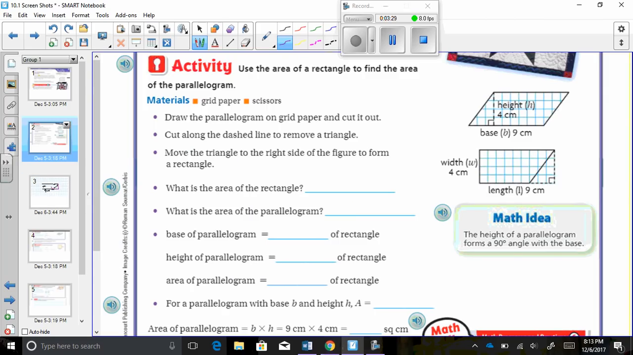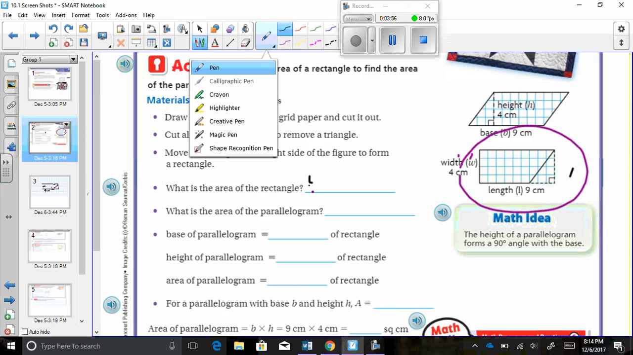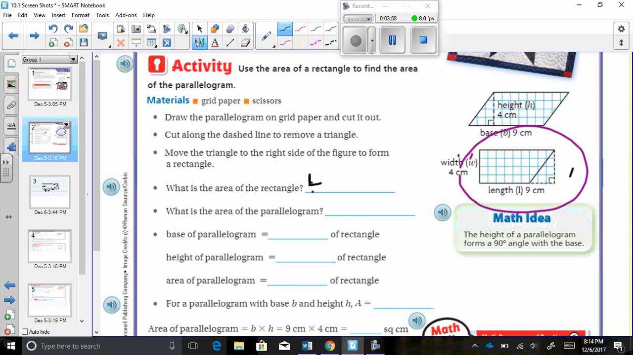So let's look at this. What is the area of our new rectangle, which it shows in this image right here? We have a length of 9 and a width of 4. So instead of a height, we now have a width. So we know that length times width equals area.